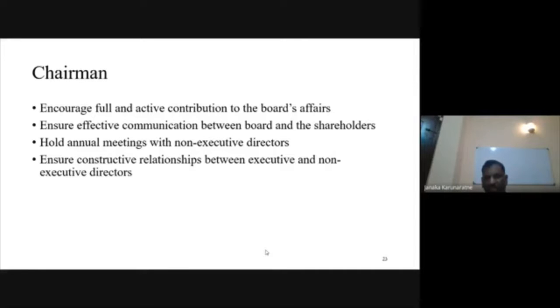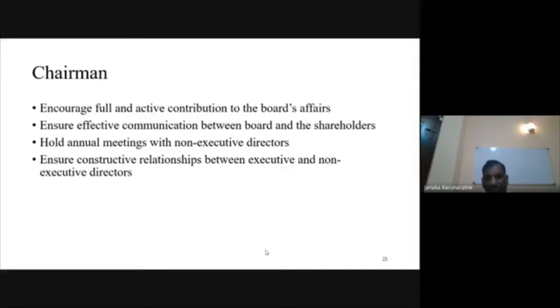Ensure effective communication between the board and the shareholders. Again, shareholders are the people in the middle who have put in money and appointed people to the boards. They must be willing to know what is happening to their invested money. So there should be effective communication between the board and the shareholders.